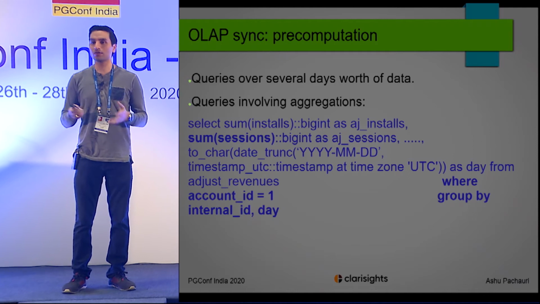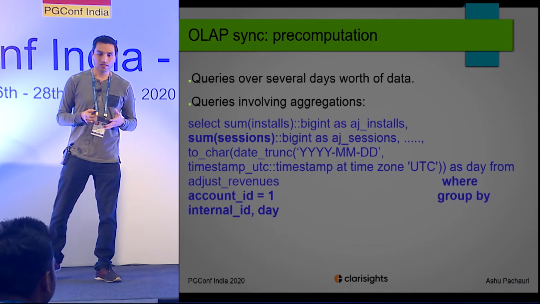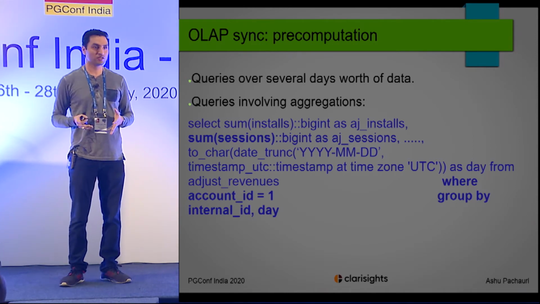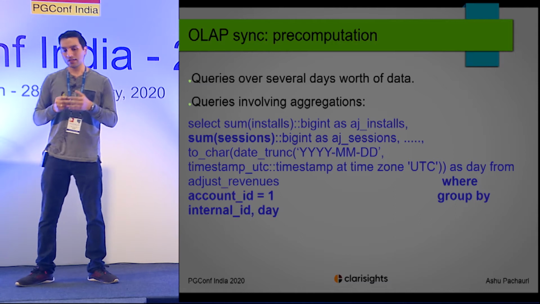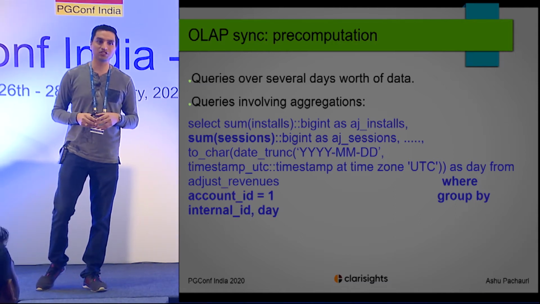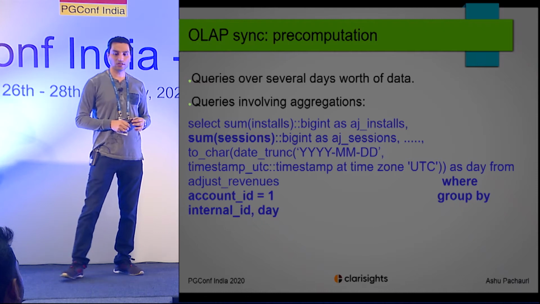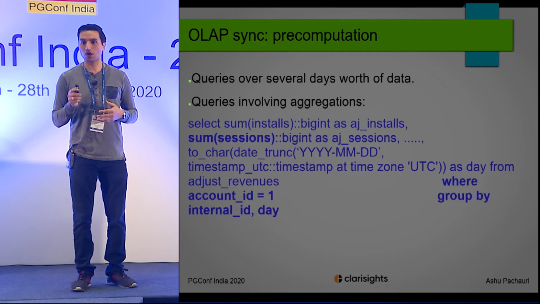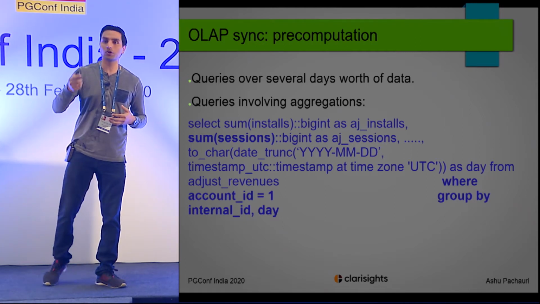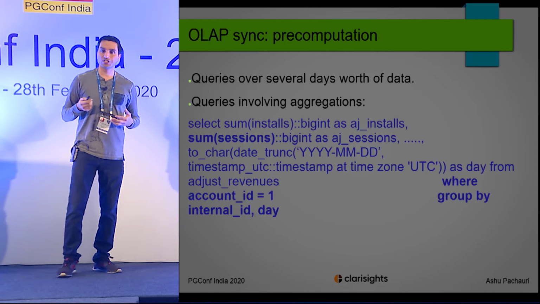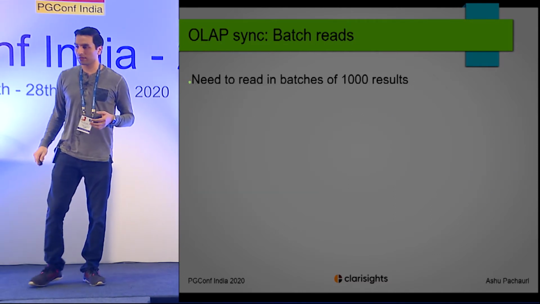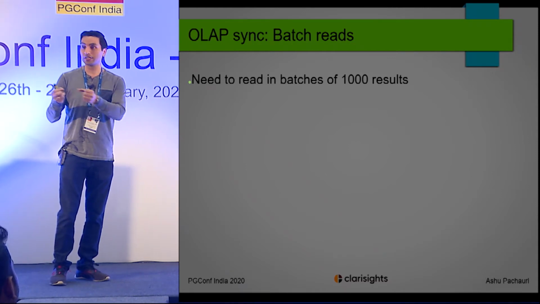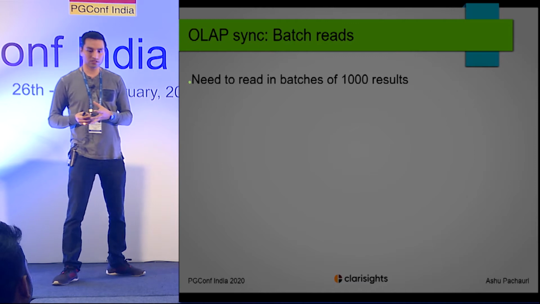What these queries look like: we query over several days worth of data. It goes over a few billion rows. The queries look like this. You don't need to read the whole queries, but the idea is that there is a sum, which means there is an aggregation function involved, doing group by on a bunch of fields. So it's not a query that's just doing filtering. You have to do a group by, and then there is an aggregation function involved. Since we are doing OLAP sync, it's not just a simple copy. It has to do some level of transformation on the data that it has read from Postgres.